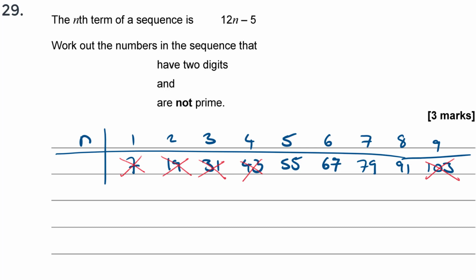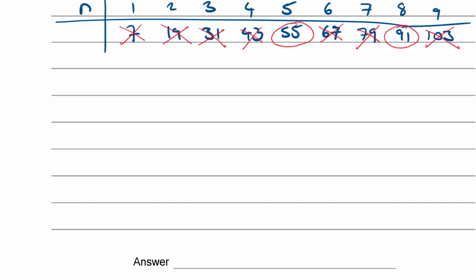That's the 5 11s, isn't it? And 67, is 67 prime? Yep, it is prime, and 79 I think is prime as well. So the only ones that are not prime are these two then, 55 and 91. So they're going to be my answer, 55 and 91.